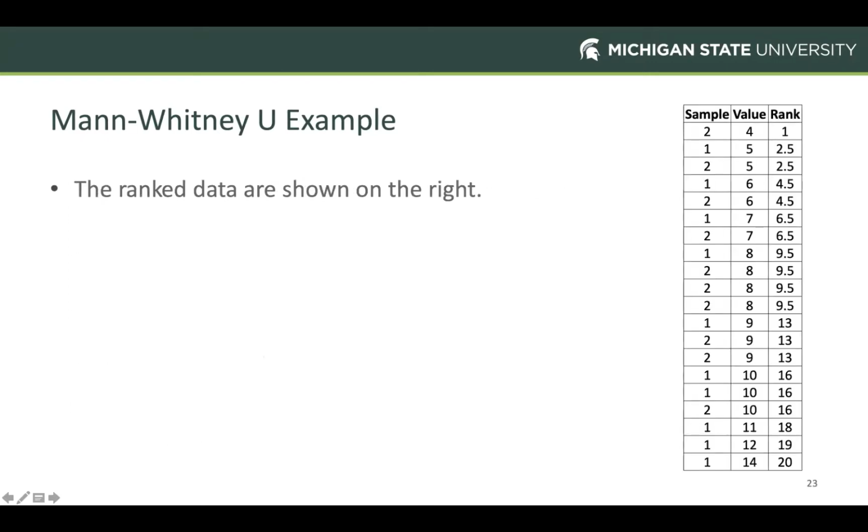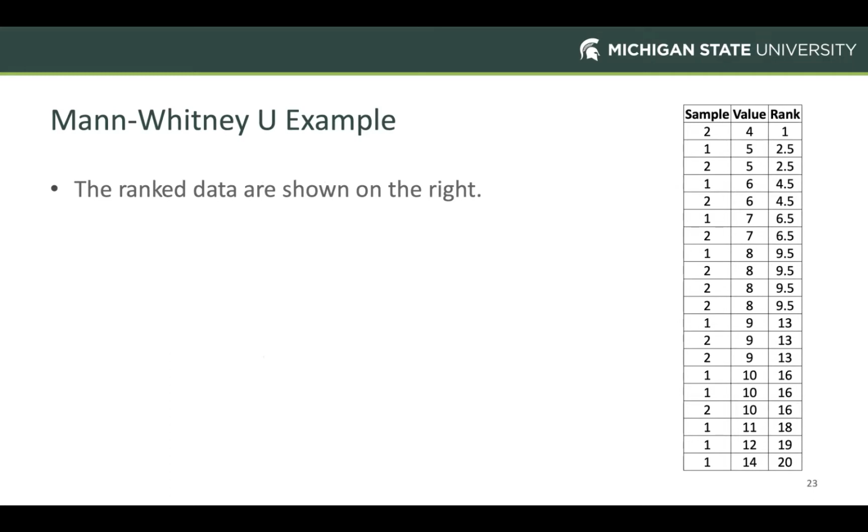Okay, so the ranked data are demonstrated on the right here. And so all I've done is taken those 20 observations from the preceding table and rank them in ascending order. And so the fewest number of crashes that was experienced at any given site in a particular year was 4, up to a maximum of 14. And we've ranked those accordingly. You see the sample that each value is drawn from is indicated on the left. And you'll notice here, we do have a significant number of ties.